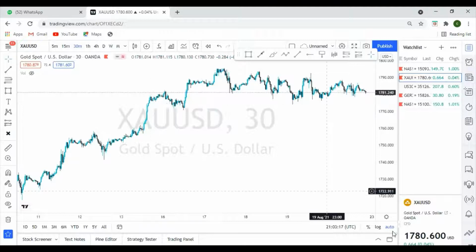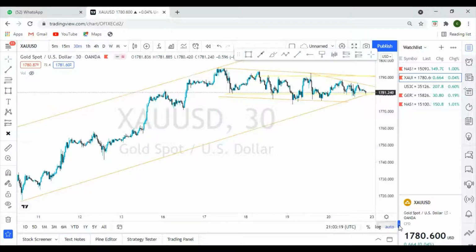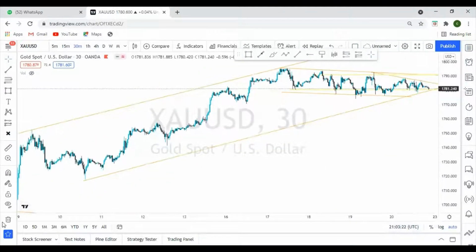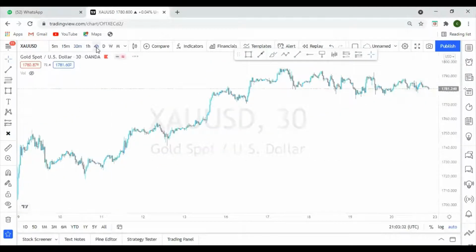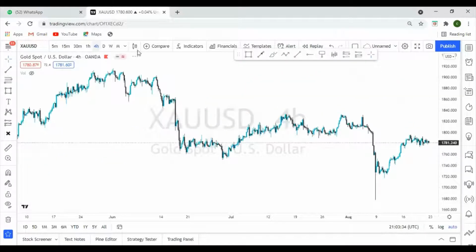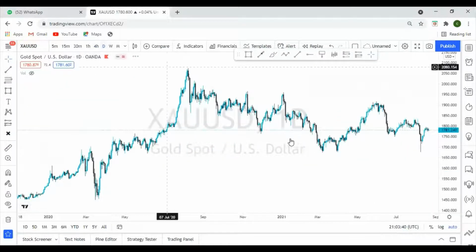So as you know by my previous video, I like to start my analysis on a daily time frame. So by that, switch to the daily time frame. I just want to see the overall momentum of gold. And then this is gold for you. So this is a daily time frame.